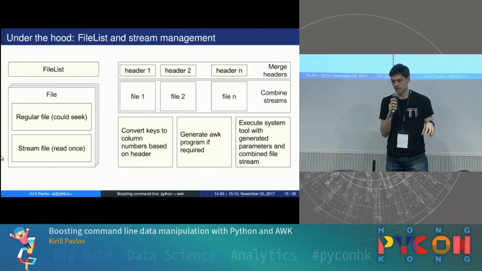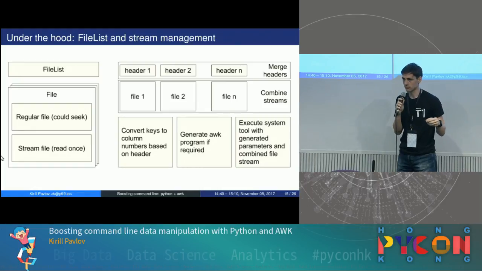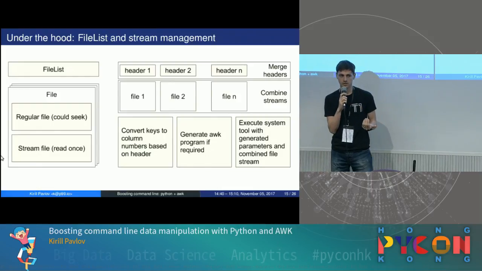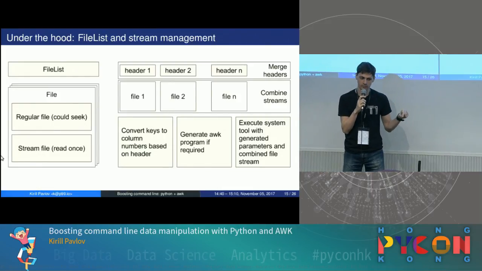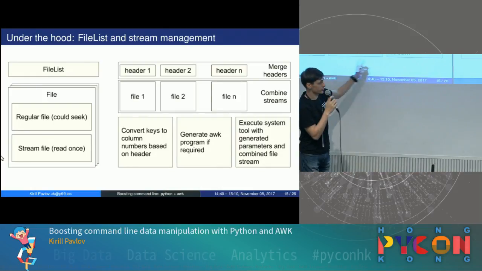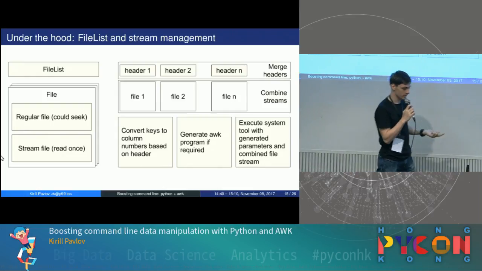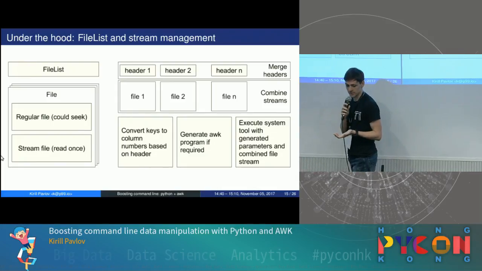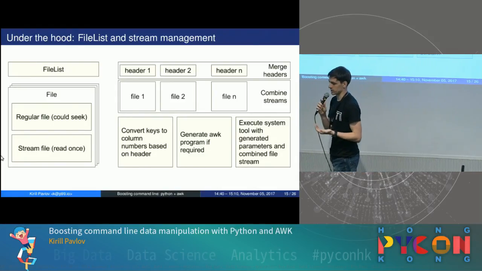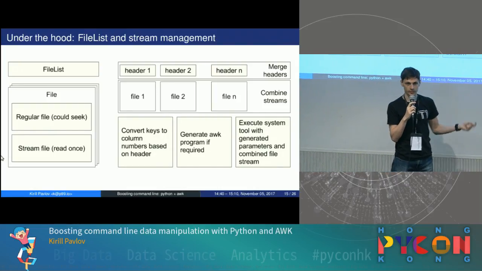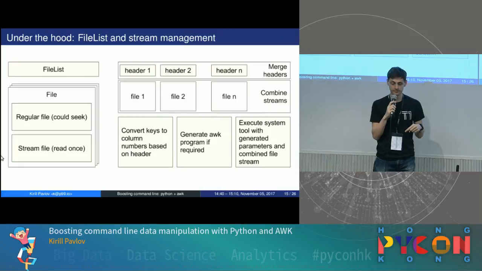What it also does is that it reads all the headers of every single input file, and based on that, merges them and creates arguments for a command line tool. Right? So it's kind of a meta program for command line tools. Let me go again. So those three squares here. First, we have a header. We convert columns to column numbers because all of the command line tools work with column numbers. And then if we use awk, we generate an awk command, an awk program, and then we execute this command with the stream from previous files. Okay?